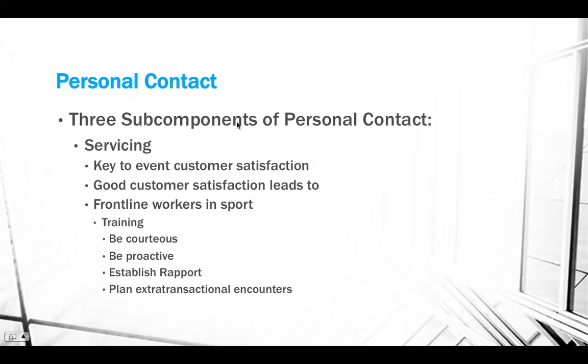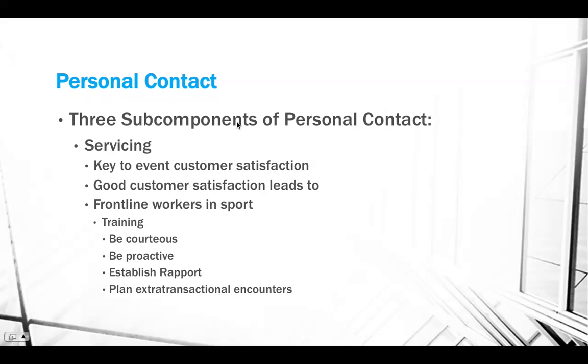Establishing a rapport, and so putting, for example, our ushers in certain sections of the ballpark so that they know their season ticket holders and they can go to them and know them on a personal basis. It's the same person every single time, and they're receiving the same exceptional service. And then plan extra transactional encounters, again, where our upper administration should engage with everyday customers and employees.